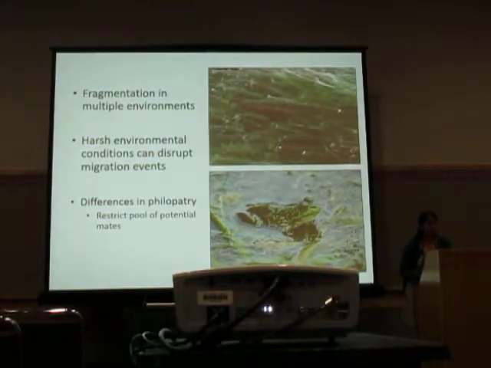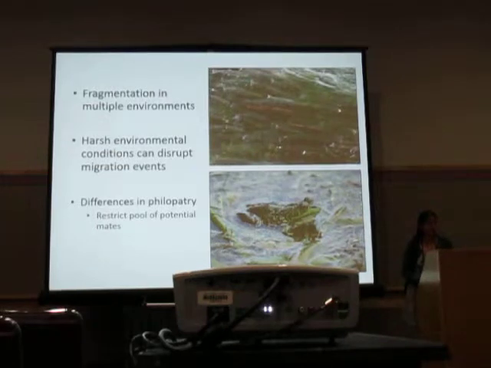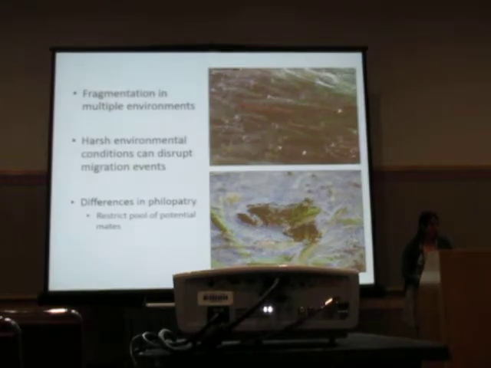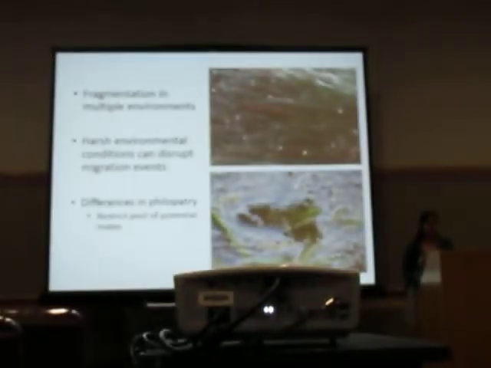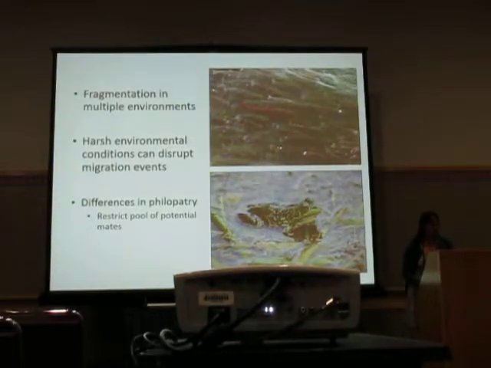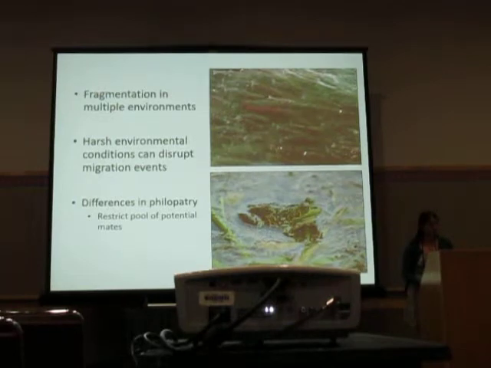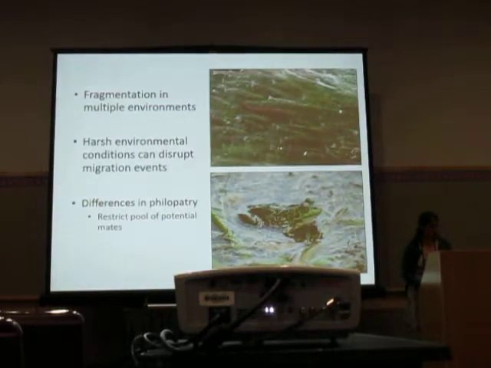This may be due to a number of things. Maybe due to fragmentation occurring in multiple environments. It also may be due to harsh environmental conditions such as hurricanes, drought, and cold fronts that can disrupt migration events, and that tends to be more common in terrestrial biomes compared to aquatic. Another explanation is the differences we see in the incidence of philopatry. For example, many fishes return to their birthplace for spawning, and in amphibians, the dispersal of juveniles is the primary mode of population connectivity. Together, these behaviors can limit your allelic exchange and ultimately restrict the pool of your potential mates.